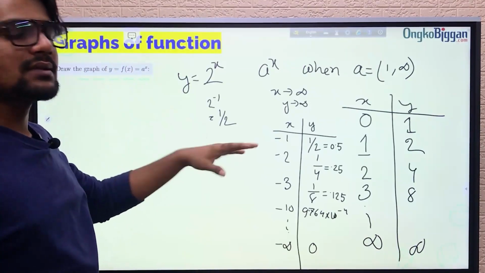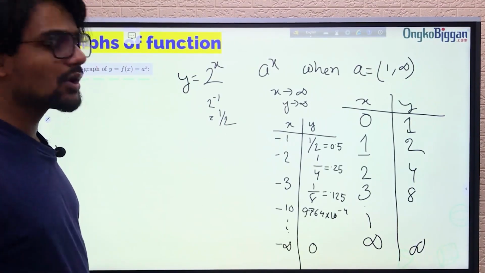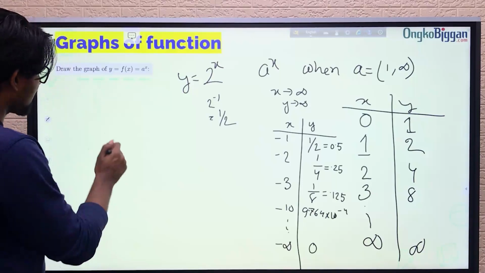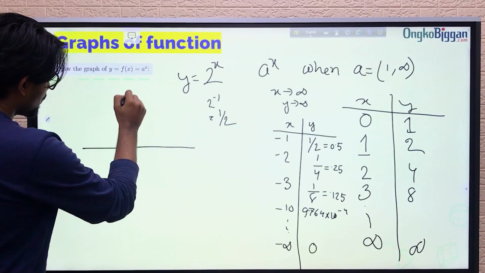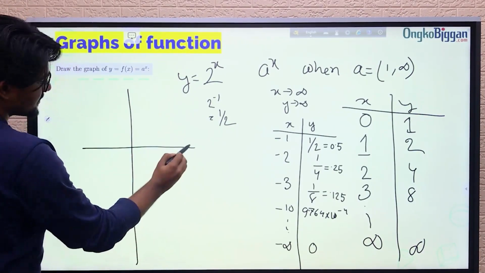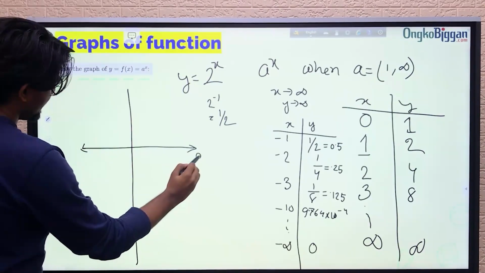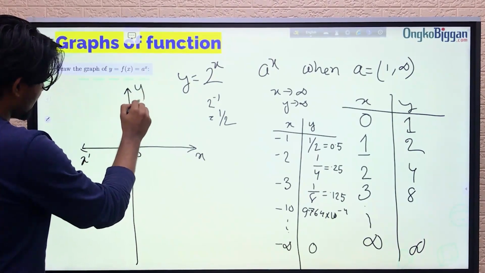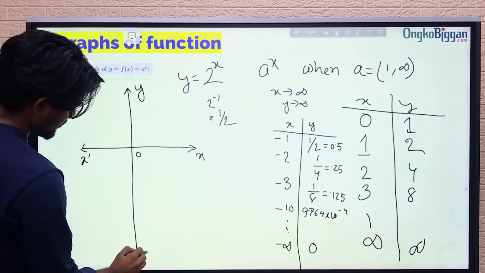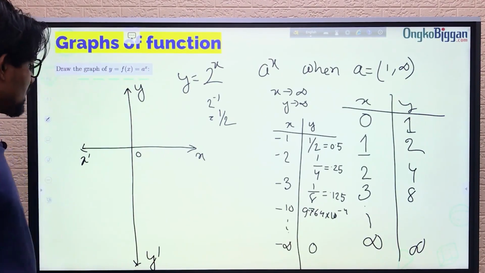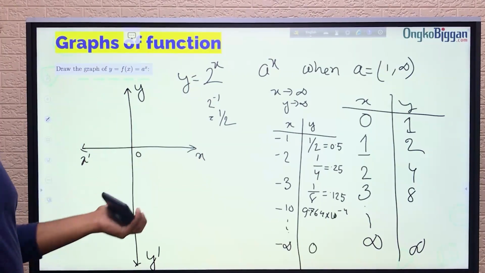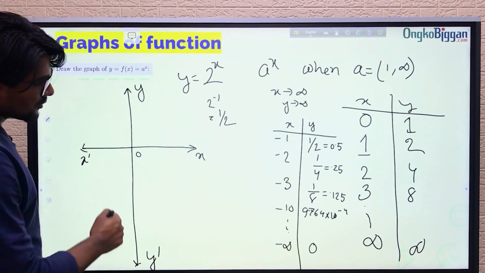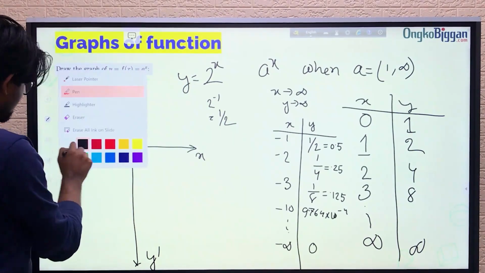So as you can see, these are the numbers we are going to work with to draw the graph. For that, we first draw two lines. Here this is the x-axis, X' O X, and Y' O Y. So we start by plotting the numbers on the graph. For that, let me use a different ink.